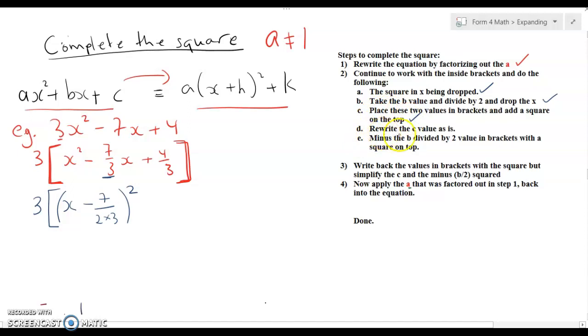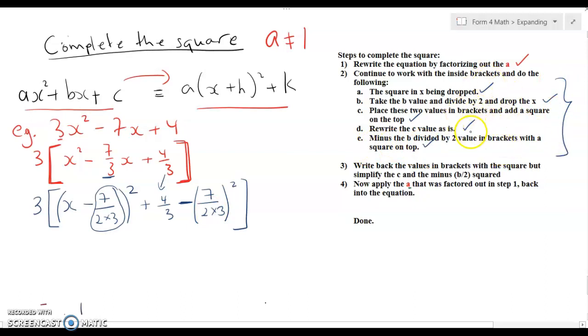The fourth piece says rewrite the c value as is. So I'm going to rewrite it just like that. And I'm going to minus the b divided by 2 in brackets with a square on top. So all that simply means is that whatever I had written here, I'm going to put it back here. I'm going to put a minus in front of it, and I'm going to put a square here. Now it's a little messy. It's a lot of things going on, but it is mandatory that we do these pieces. Even though it's heavy, once you follow these steps, this step will become really, really easy with practice.